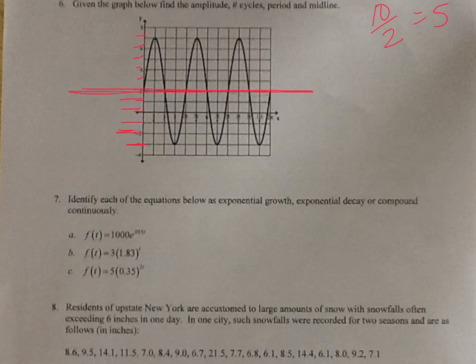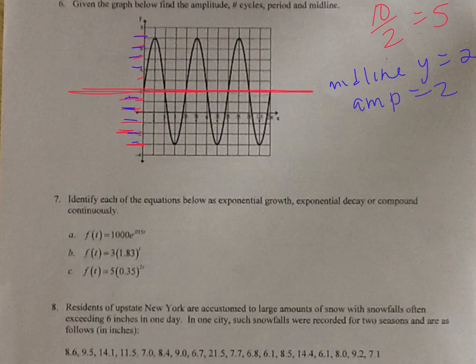So notice I have 1, 2, 3, 4, 5, and 1, 2, 3, 4, 5. So my midline is y is equal to 2. My amplitude, we're going up and down 5, so my amplitude is equal to 5.